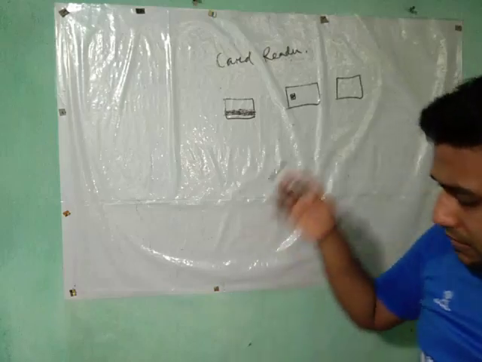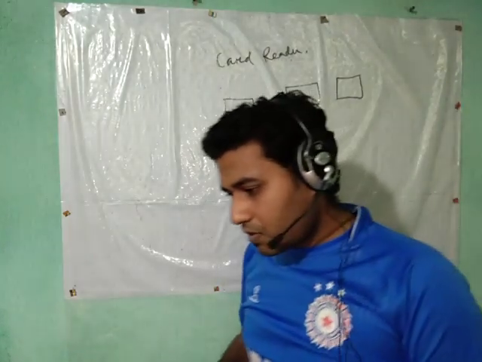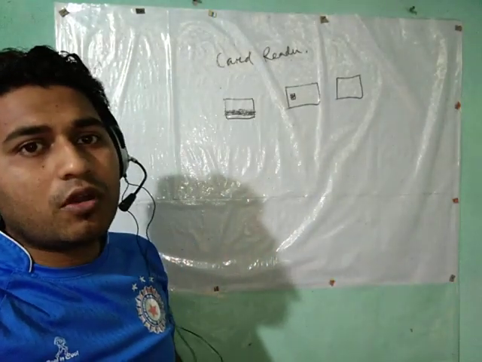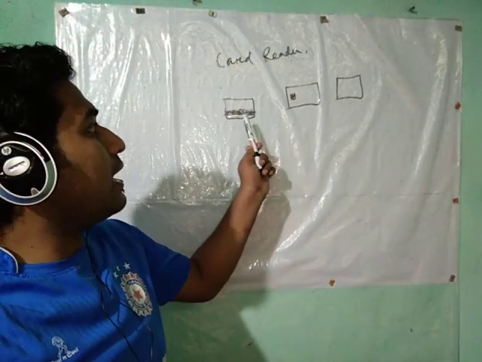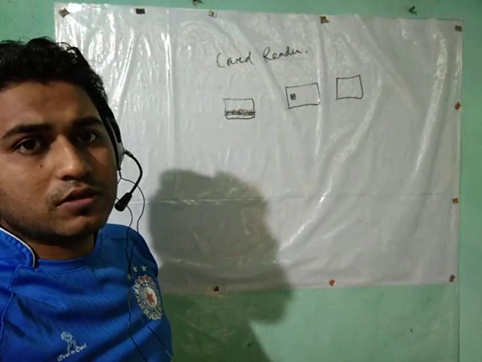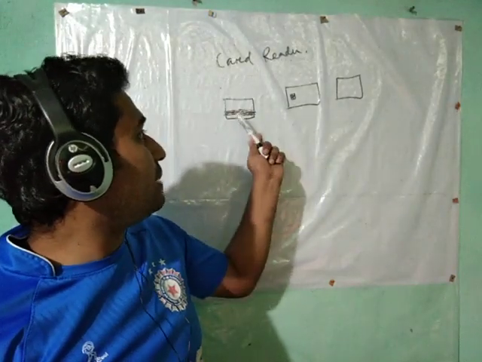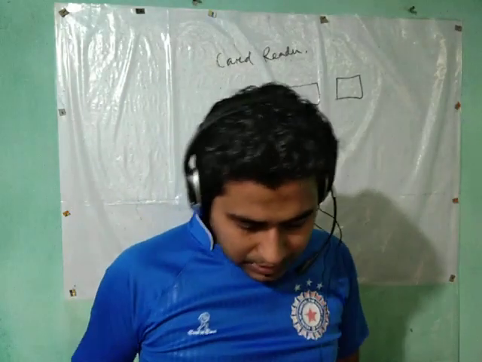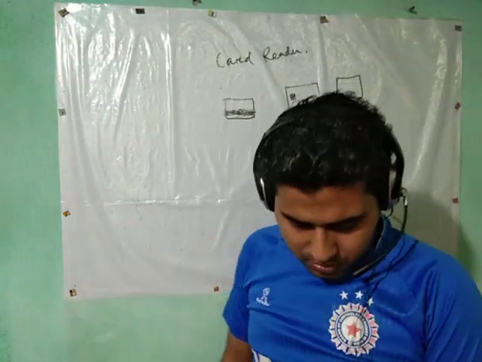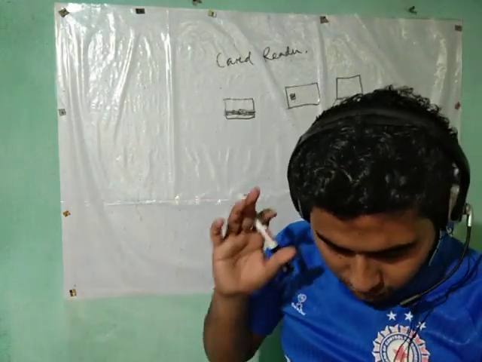Understood? This is the advantage of having a strip card. Understood? Magnetic strips and SIM cards or smart cards. Now these are the basic differences that we need to know.